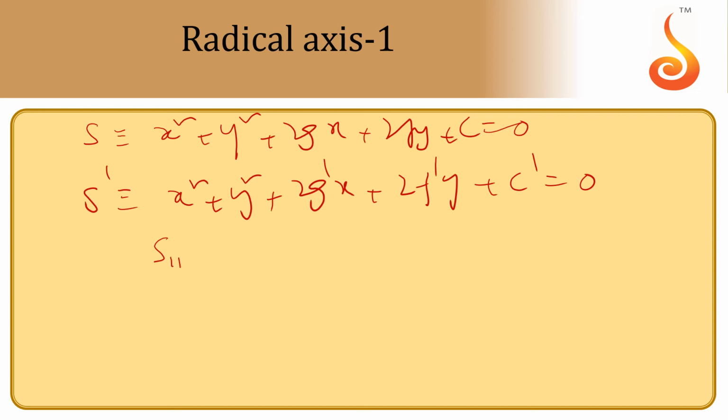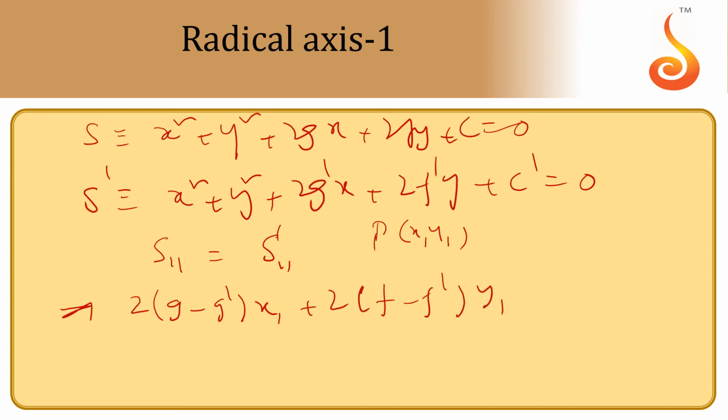Powers means what? S11 must be equal to S dash 11. So if you apply, x square gets cancelled, and 2 into g minus g dash into x1, let P(x1, y1) be the point for which I am calculating powers, plus 2 into f minus f dash into y1 plus c minus c dash equal to 0. If I say locus, you will remove this x1, y1 and replace with x, y. Observe carefully, is it not S minus S dash equal to 0 again?